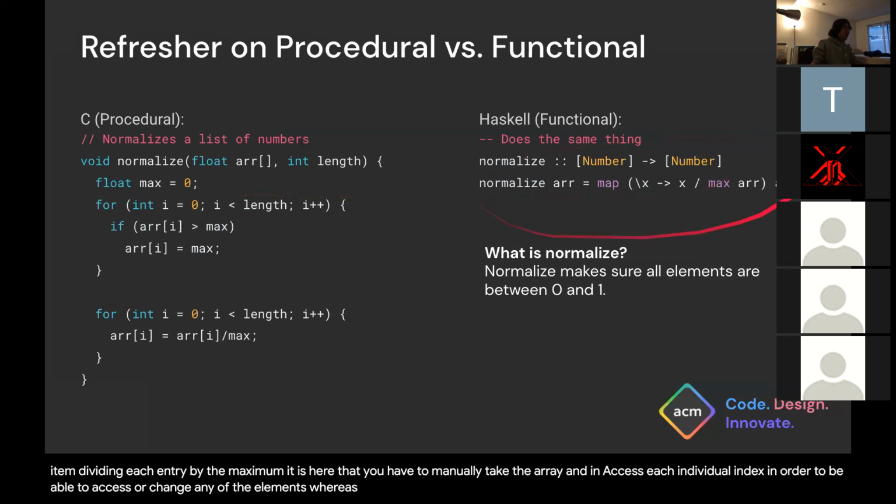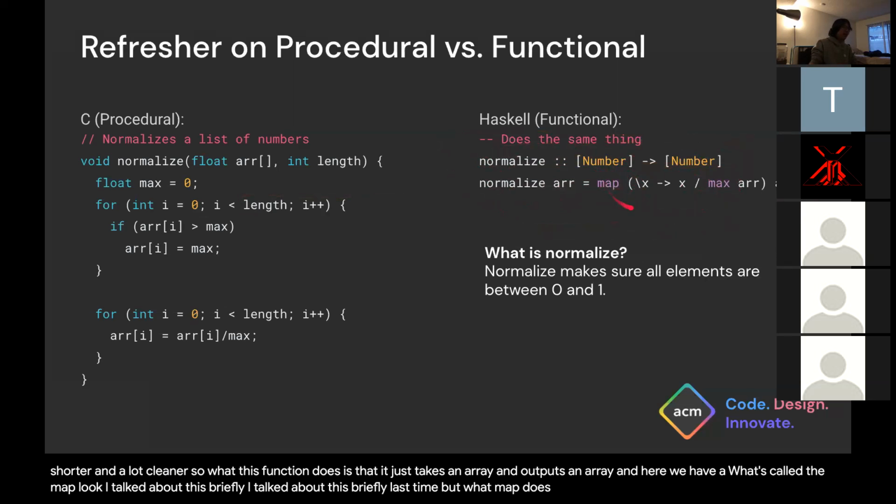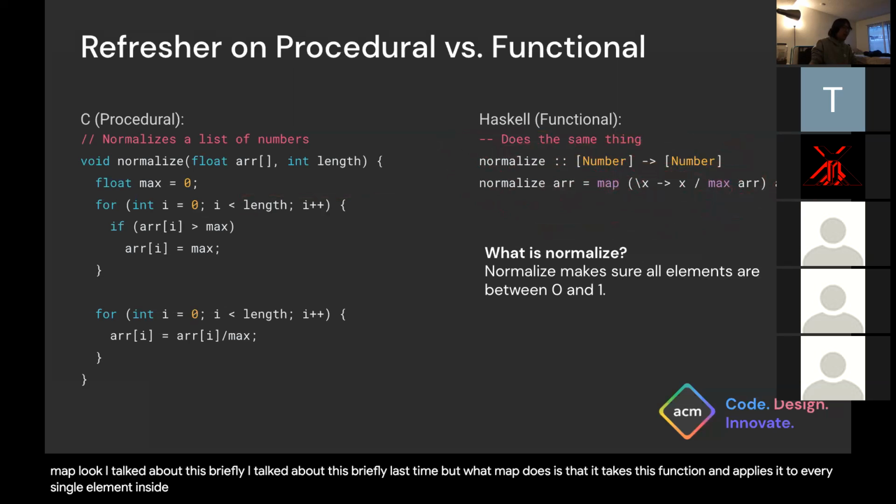Whereas here we have a function on the right that's in Haskell, and as you can see, it's a lot shorter and a lot cleaner. So what this function does is that it just takes an array and it outputs an array. And here we have what's called a map. I talked about this briefly last time, but what map does is that it takes this function and applies it to every single element inside of the array. So this is how you define a lambda function.